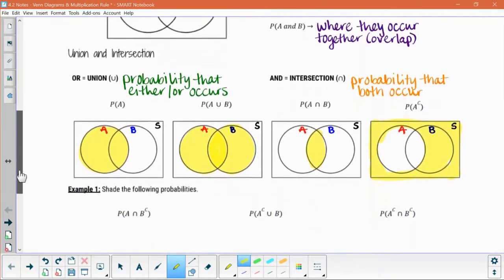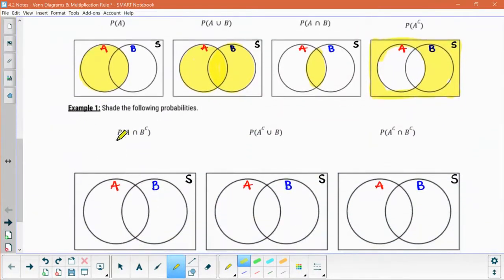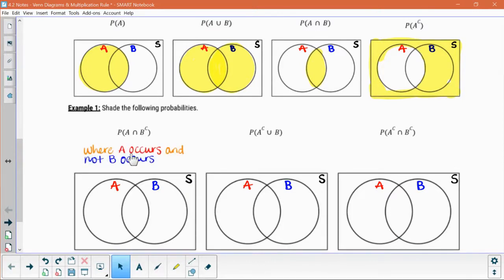Now, some examples that we're going to go over: the probability of A and B complement. So remember, B complement means that I'm doing not B. So this is going to be where A occurs and not B occurs. So this time, I'm interested only in where A is happening, but no event B is happening. So just this portion of my event A circle.